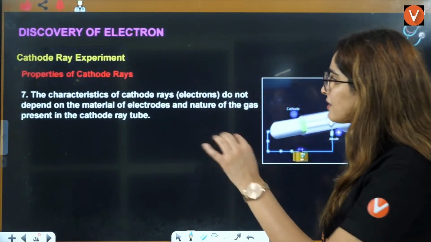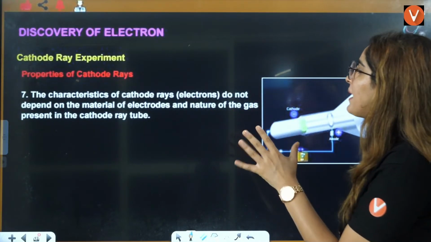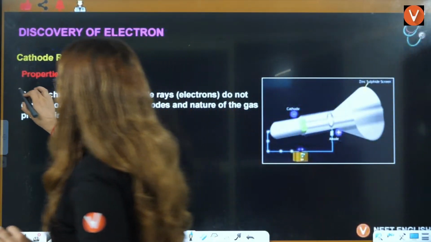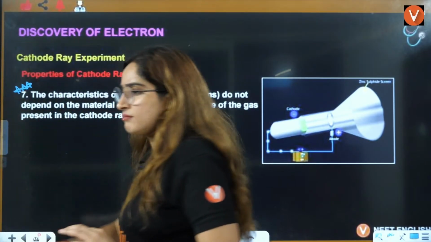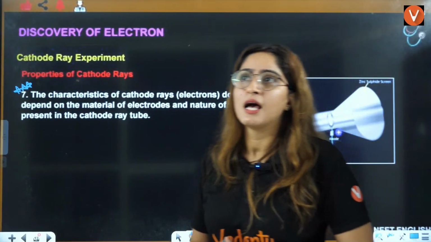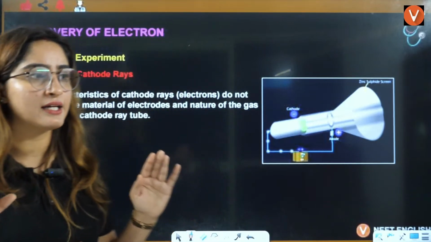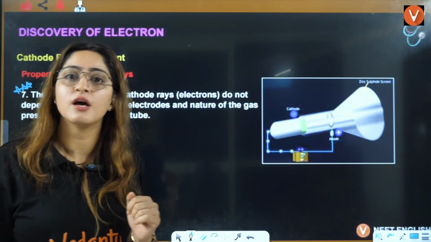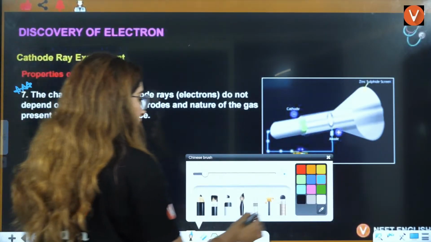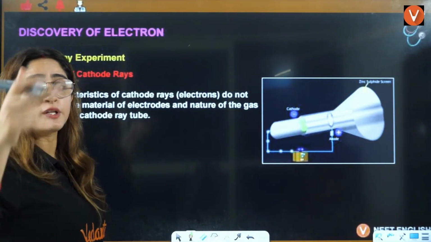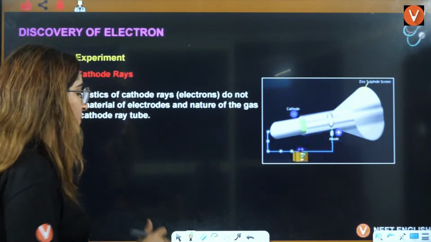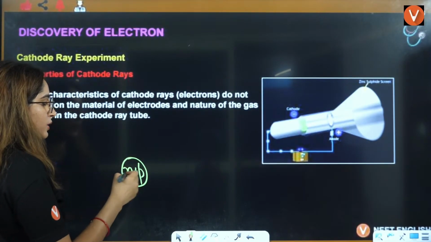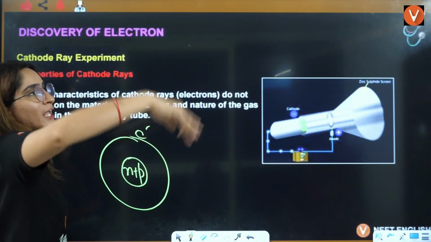Then the characteristics of cathode rays do not depend on the material of the electrodes and the nature of the gas. Now this is a very, very important thing, which is very frequently asked, that it is not like you change the gas, the electrons will start changing. Now I'll tell you the reason behind that. I'm telling the reason because now we know the structure of the atom. Now we know that neutrons and protons are inside the nucleus, and electrons are like free birds, right?